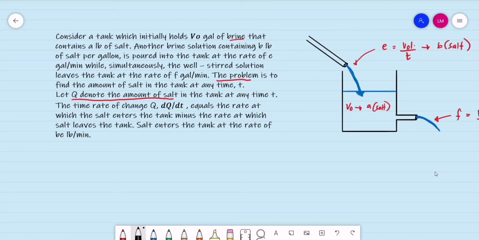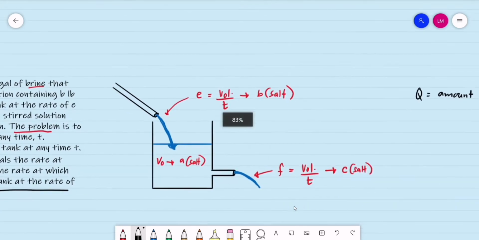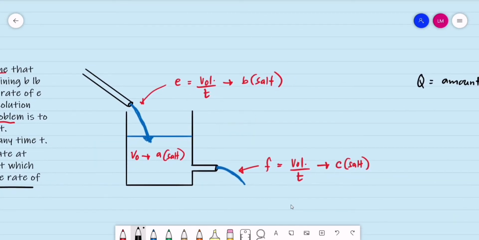The time rate of change of Q, that is dQ over dt, equals the rate at which the salt enters the tank minus the rate at which the salt leaves the tank. The salt enters the tank at the rate of BE pounds per minute. So we have here the rate at which the salt enters the tank, that is BE, in terms of pounds per minute, according to that statement.